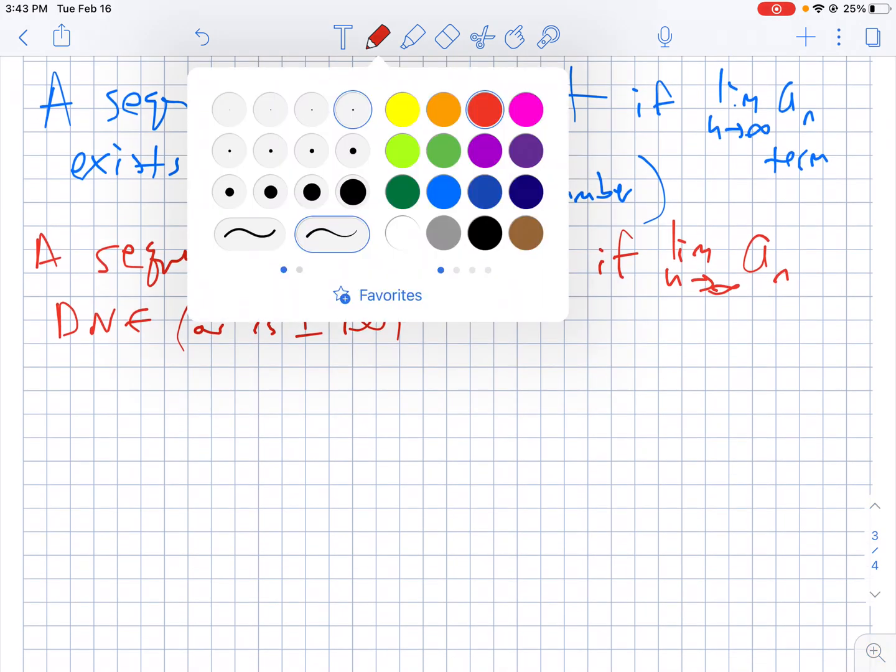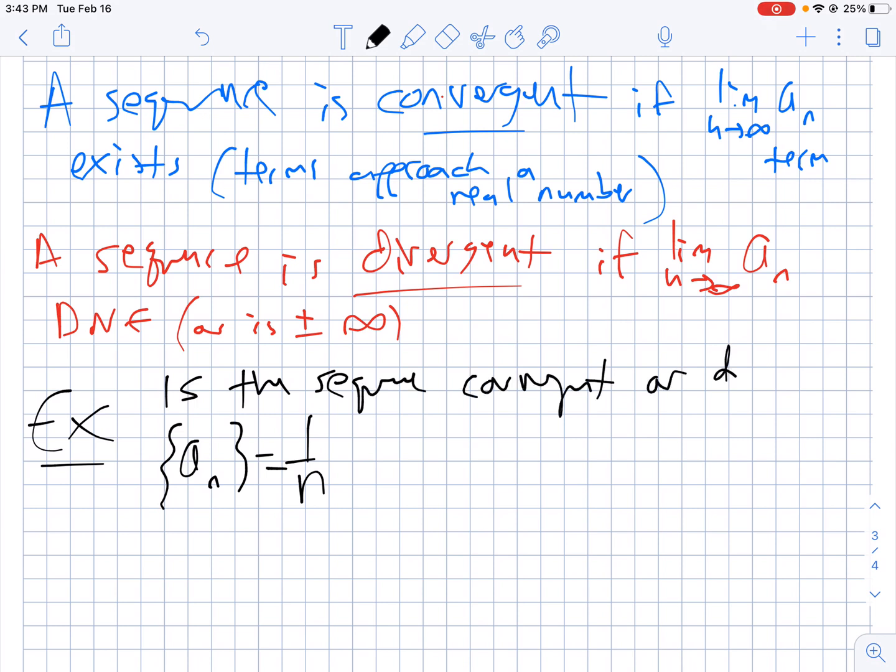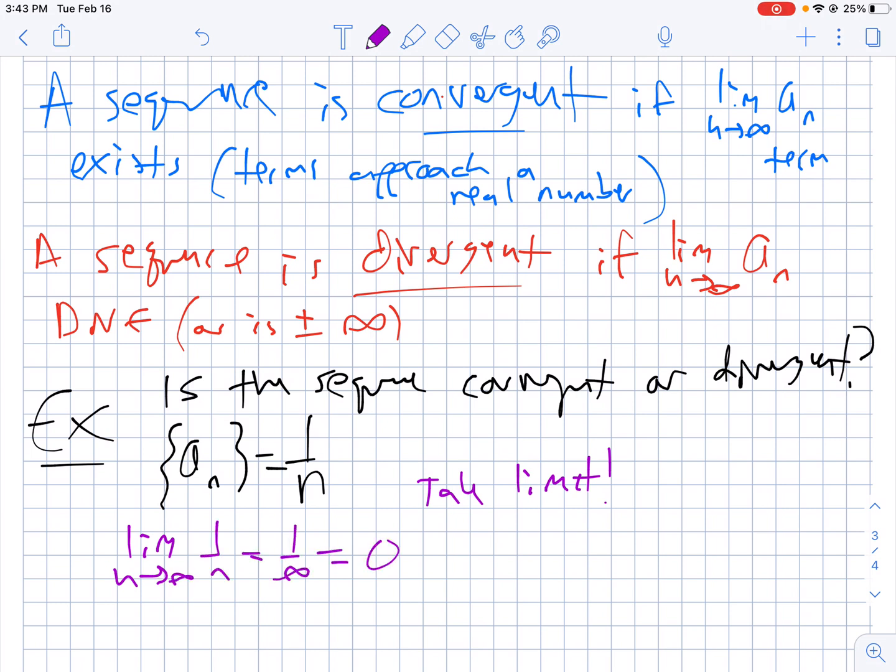Okay, so basically, let's suppose we have the sequence a sub n is equal to 1 over n. And I will just ask this on all these: is the sequence convergent or divergent? All you really need to do on these problems for a sequence is just take a limit, which is pretty straightforward here. So if we take the limit as n goes to infinity of 1 over n, you get 1 over infinity, which is 0. So all that means is that the terms approach 0.